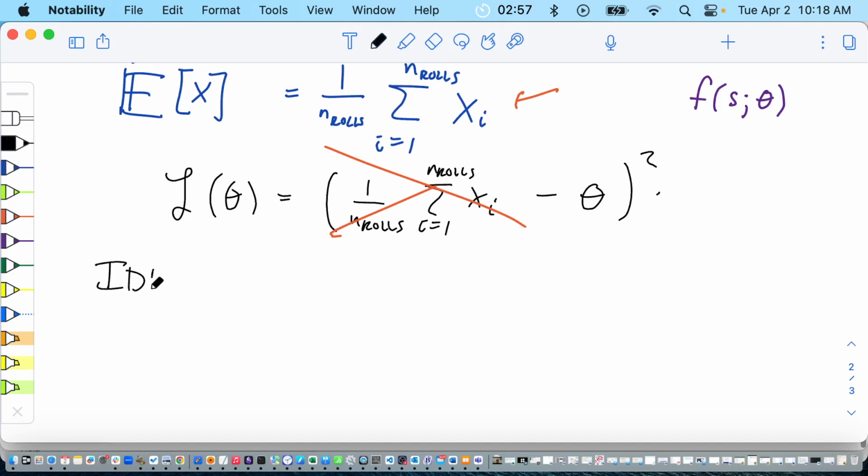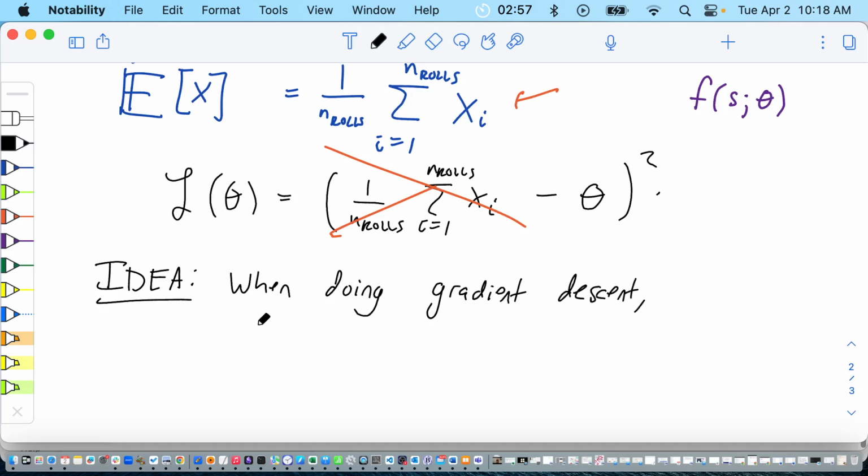When doing gradient descent, use a new loss function, not a loose function, loss function.